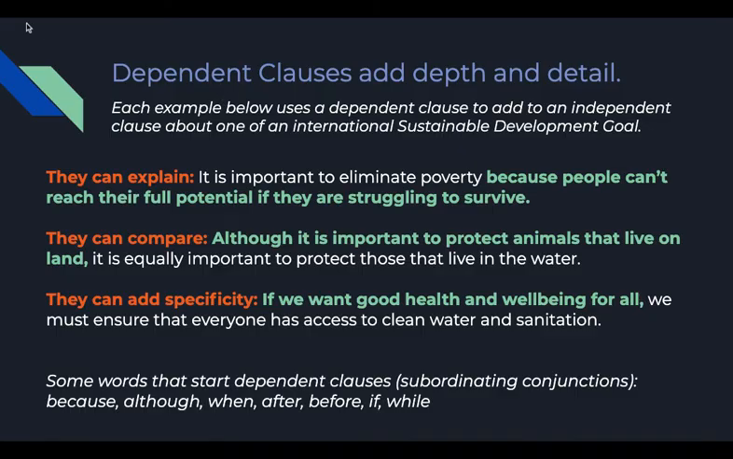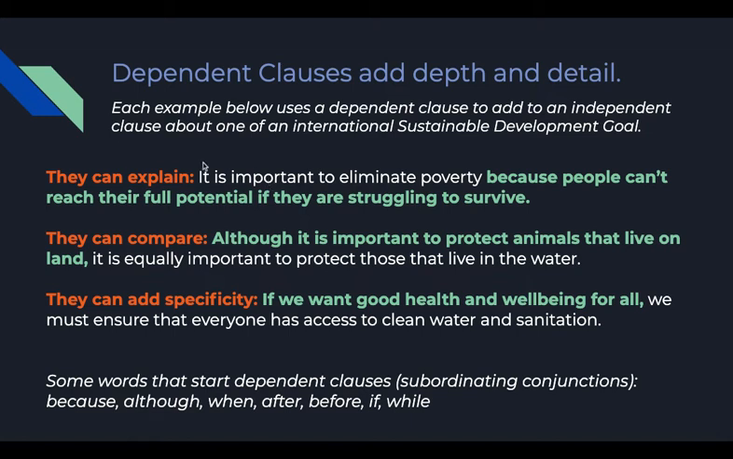So we use dependent clauses because they add depth and detail. The examples on this page all take one of the International Sustainable Development Goals and add a dependent clause to give it more depth or more detail. You'll notice in these that dependent clauses can go either before or after independent clauses. Either way works.